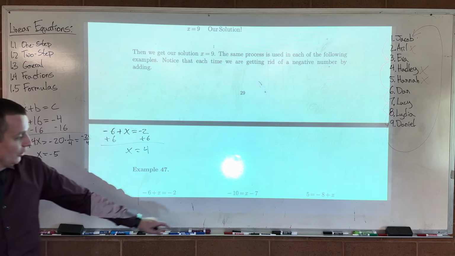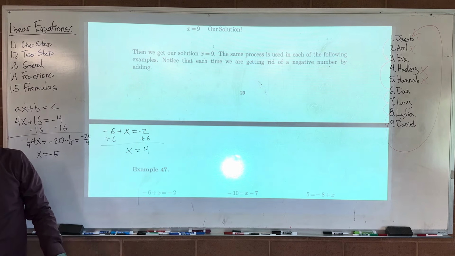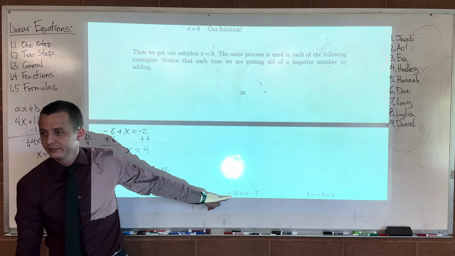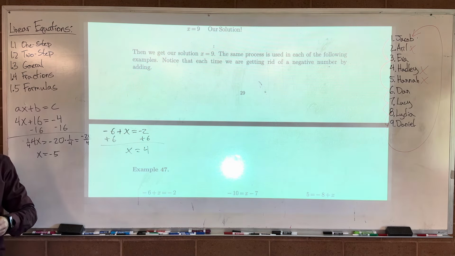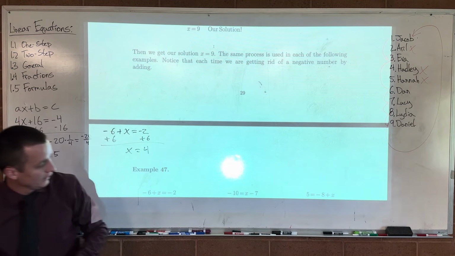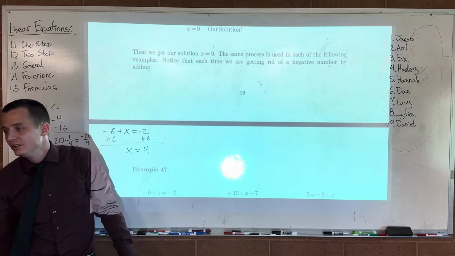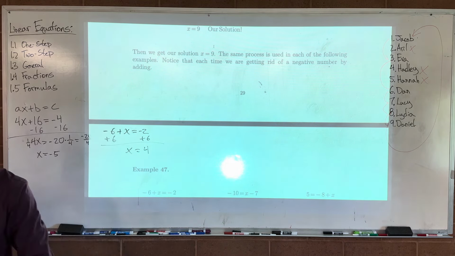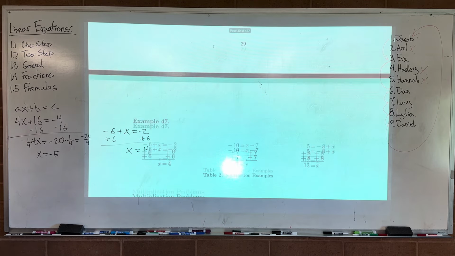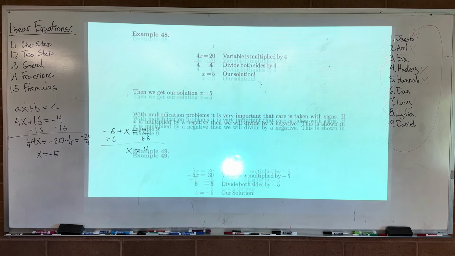Fantastic. On this one, what are we going to do? Add 7 to both sides. So negative 10 plus 7 is? Negative 3. Sorry, guys. All right. And then finally, this one. What are we going to do? Add 8 to both sides, so we get x is equal to 13. All right.